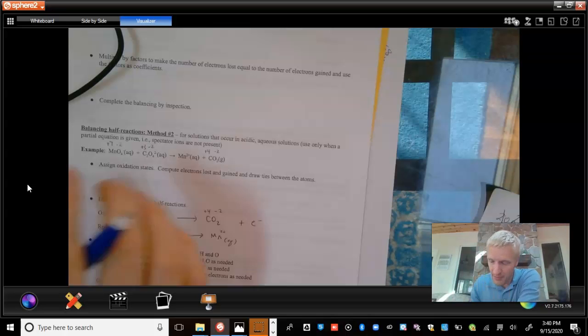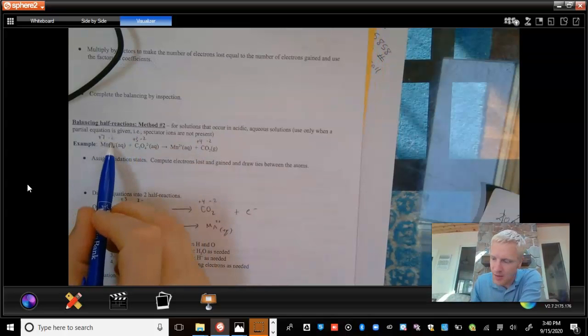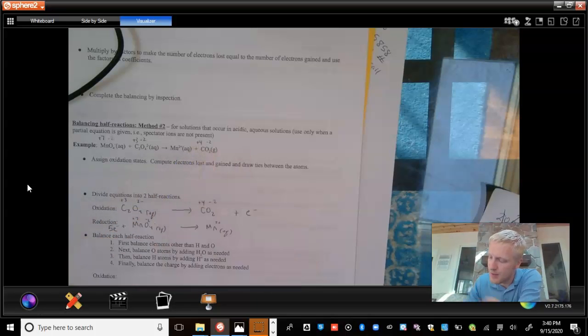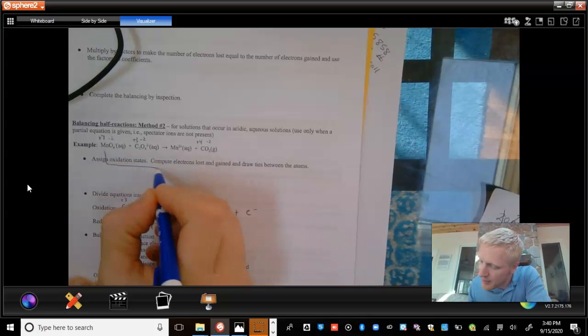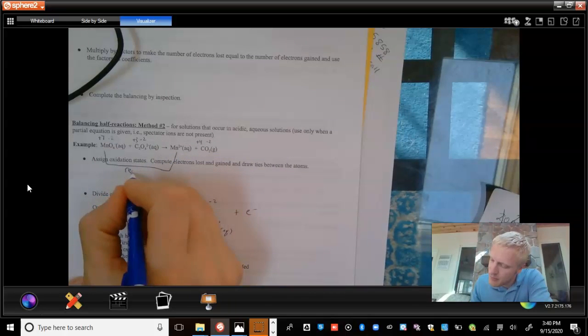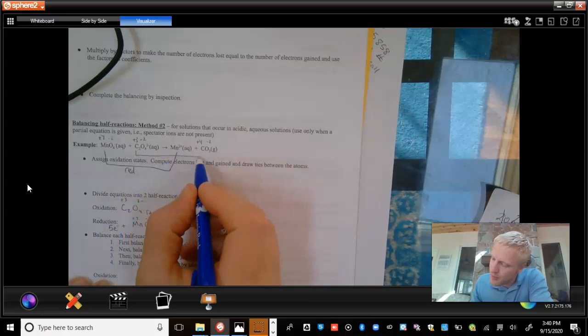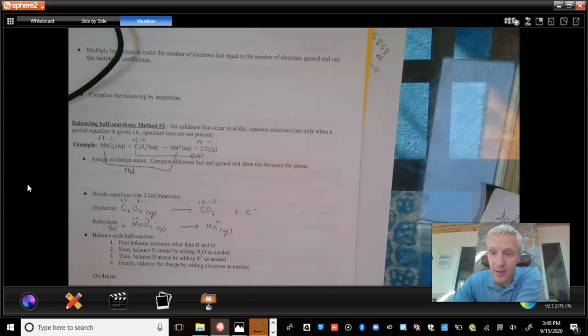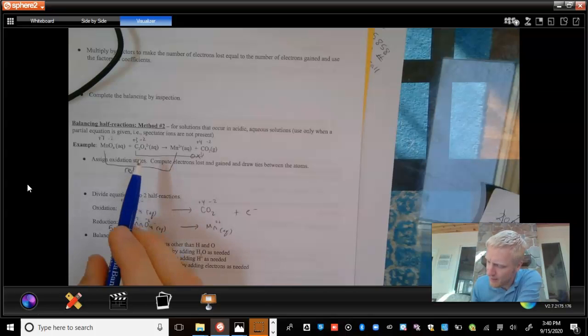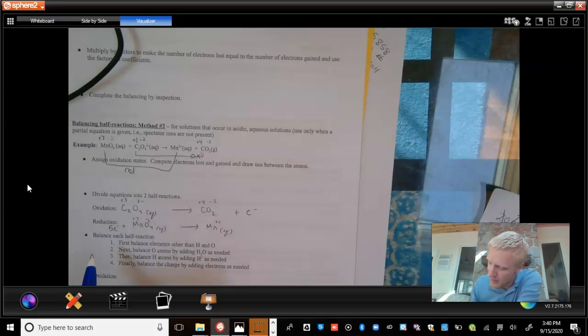Alright, so recapping. First, you have to find the oxidation states of each element. Once you do that, you have to determine what's oxidized and what's reduced. So we have Mn, which looks like it's being reduced, and carbon looks like it's being oxidized, losing electrons, where manganese was gaining electrons. The next step is to divide the equations into two half reactions. We have our oxidation of our carbon, and we have our reduction of our manganese.